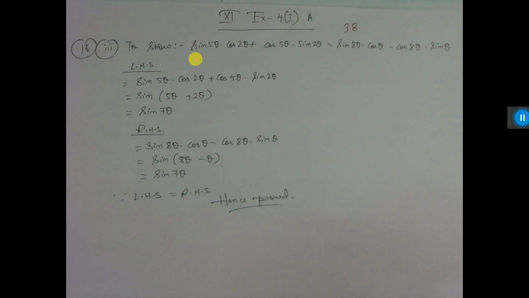So this one take left hand side, sin A cos B plus cos A sin B, the formula is sin A plus B. So 5 theta plus 2 theta is 7 theta. Right hand side you take sin A cos B minus cos A sin B, that is sin A minus B, 7 theta. So left hand side and right hand side both are equal, so it is proved.